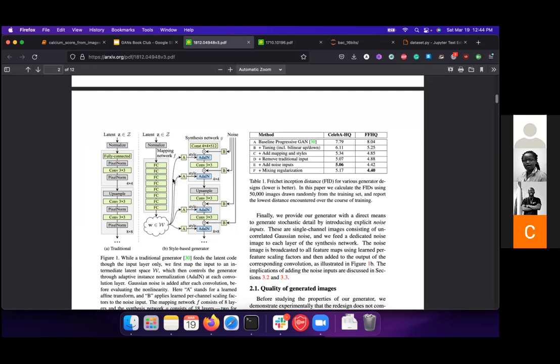So this is what happens. In a similar manner to progressively growing GANs, we take noise and the style and we create a 4x4 image first. Next, we upsample the image to 8x8 and recreate the 8x8, and so on and so forth. We'll be creating higher resolution images.